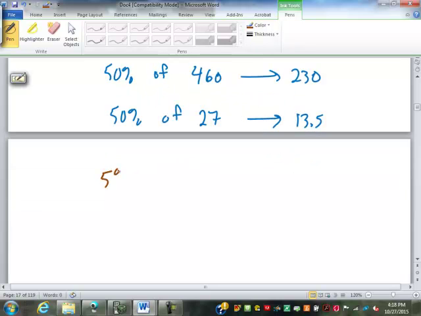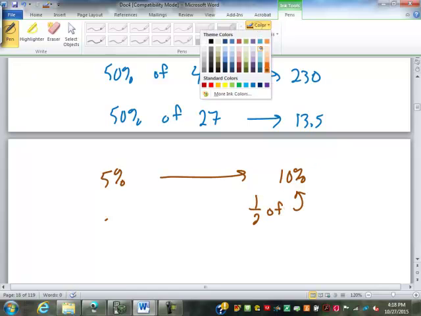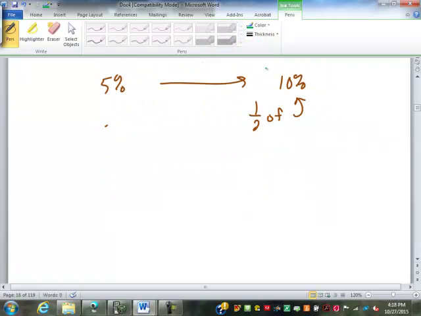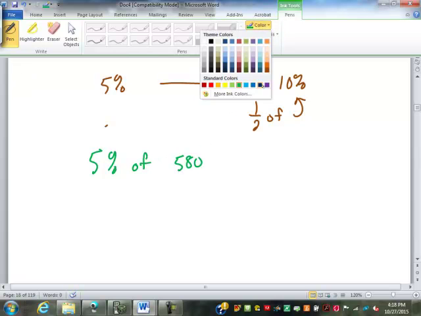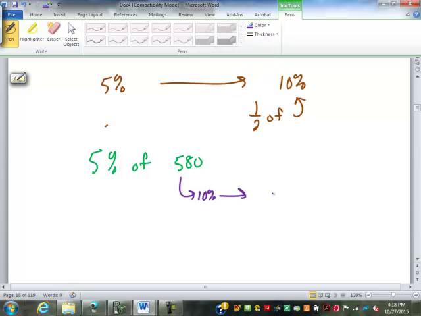How about 5%? Now I could go through 5%, it's 5 out of 100, which reduces to 1 out of 20. Doesn't do us a whole lot of good because many of us are not that great at dividing by 20. But how does 5% relate to 10%? It's half of 10%. So if I want to find 5% of something, let's say I want 5% of 580. Well, 10% of 580 is 58. Half of that is 29. So 5% of 580 is 29.